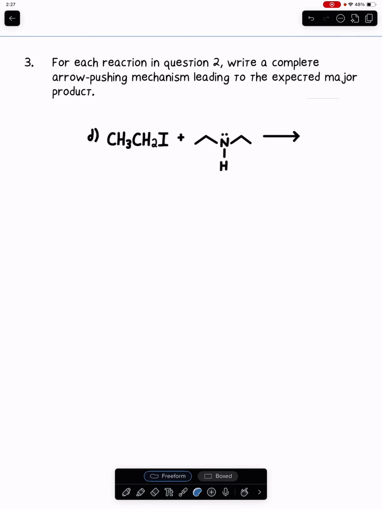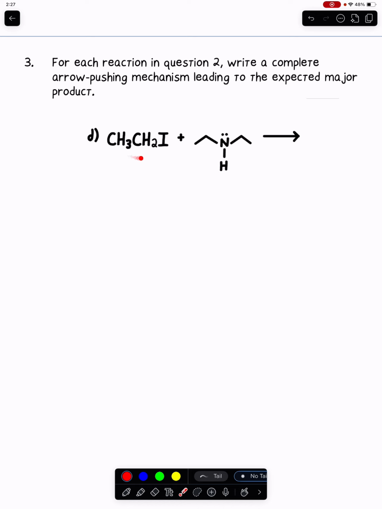In this example, you're being asked to write a complete arrow pushing mechanism leading to the expected major product. These are all the same reagents that were in question number 2. We already identified the substrate and the nucleophile. That's something we'd want to do here since we're trying to predict the product.